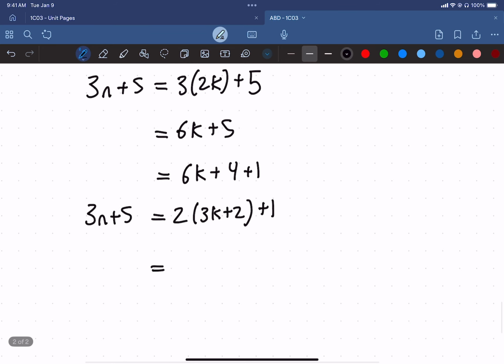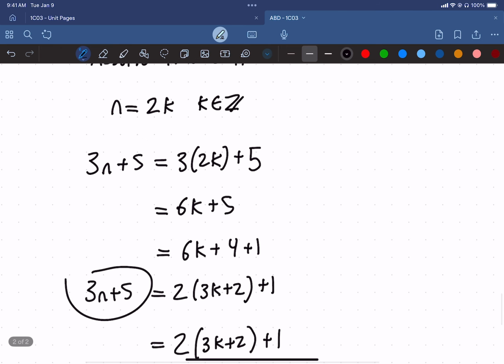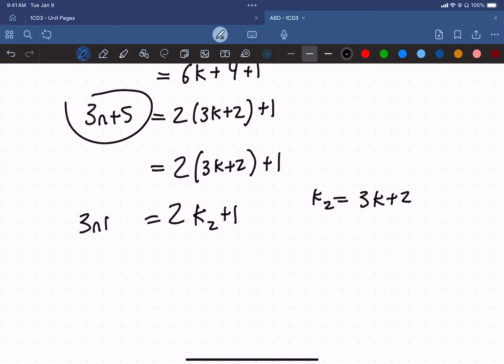So this is our proof. We just showed that this equation is able to be represented by 2 times some integer plus 1, because we already stated earlier that k is an integer. 3 times an integer is still an integer. Add 2, that's still an integer. So we can make it simpler: we can set this as 2k2 plus 1, where k2 is equal to 3k plus 2. And that's our proof.